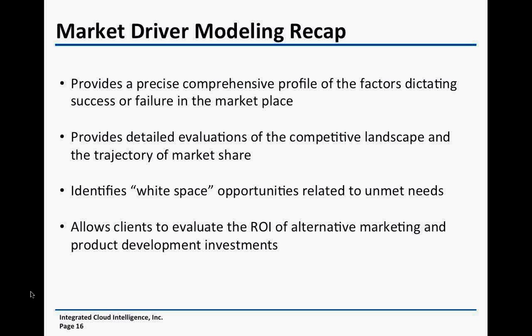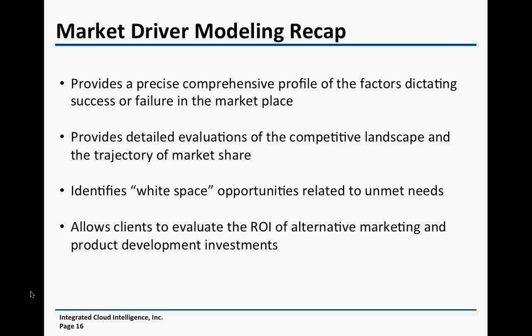Now, market driver modeling provides a precise, comprehensive profile of the factors dictating success or failure in a market. It provides a detailed evaluation of the competitive landscape. It identifies white space where nobody's doing that well, but there's a demand and it's important to the clients. And it allows you to model the return on investment associated with alternative marketing and product development investments.